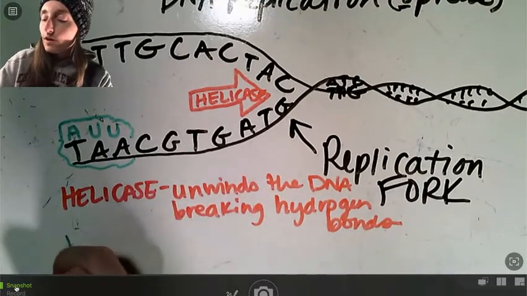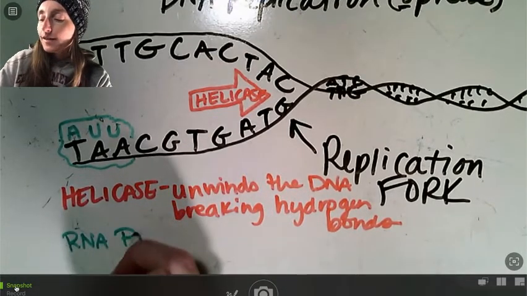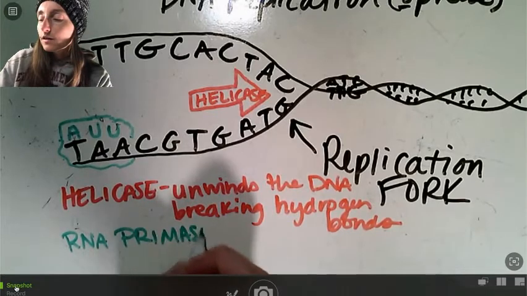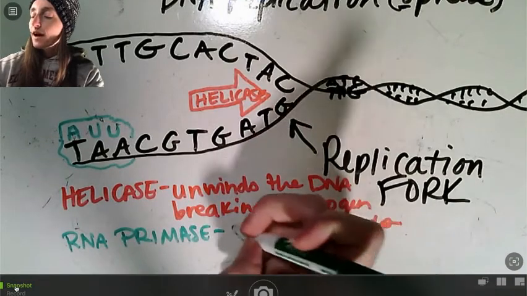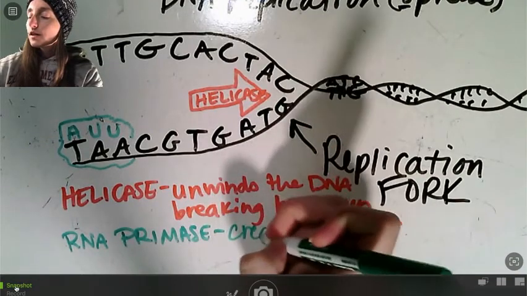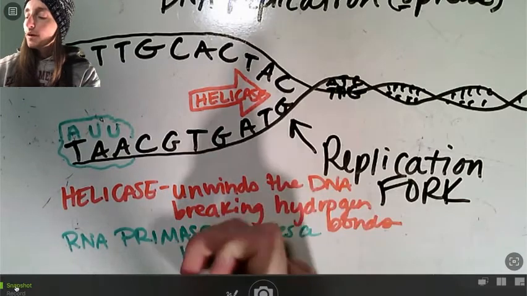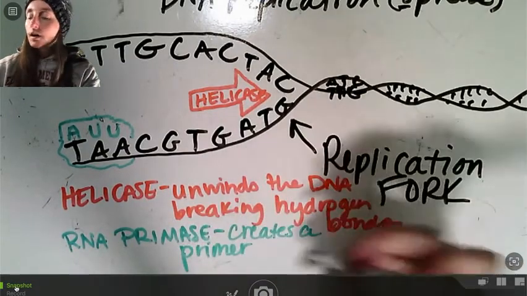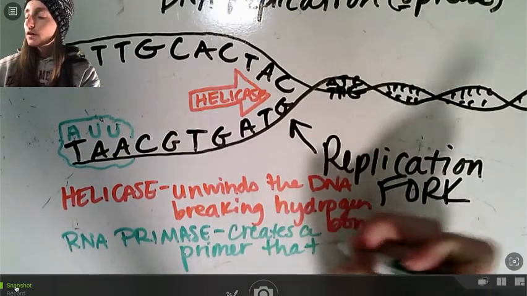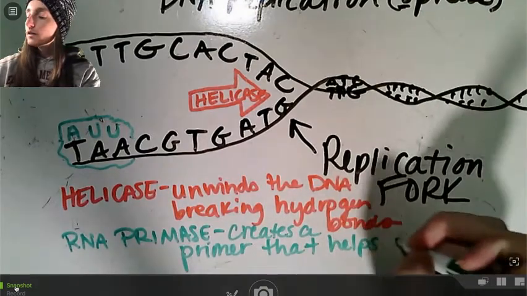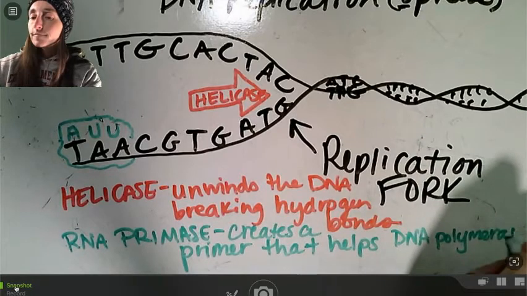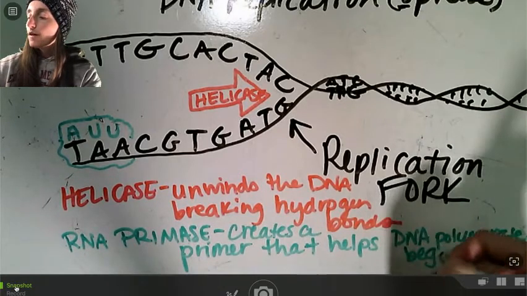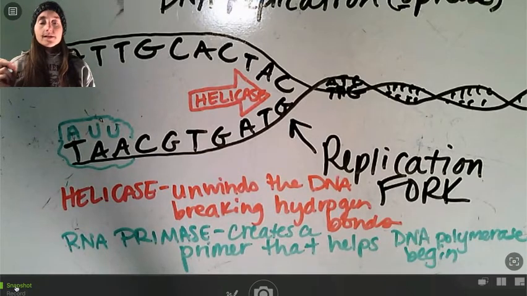So, RNA primase, and I'm writing in all caps, but they're not all caps. It's fine if you lowercase them. It creates a primer that helps DNA polymerase begin. Running out of space. Okay, that's what it does. So it's that little green thing there.